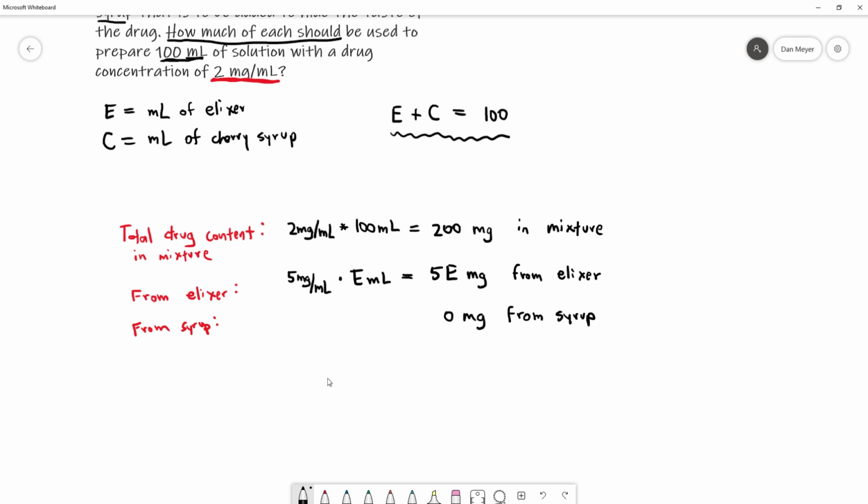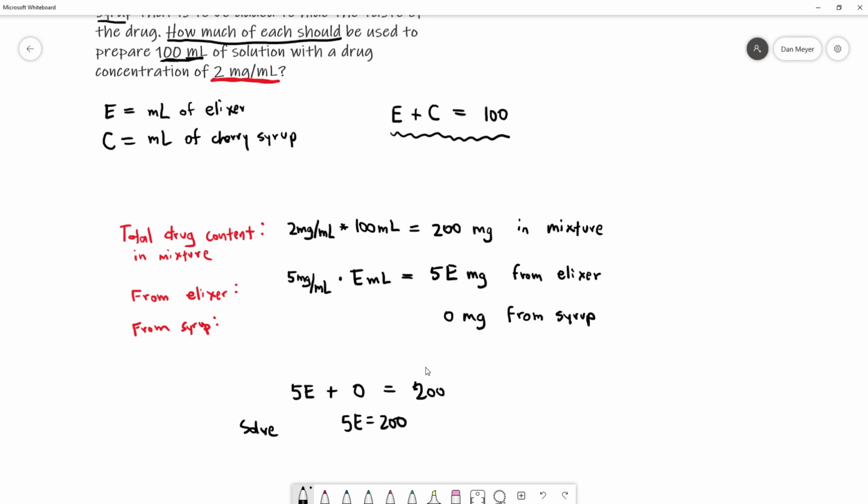So the idea here is that if I take the drug from the elixir plus the amount of drug from the syrup, that should give us the total amount of drug in the mixture, right? The amount of drug that comes from the elixir plus the amount of drug that comes from the syrup should be the total amount of drug that's in the mixture. And that tells us that 5E should be 200.